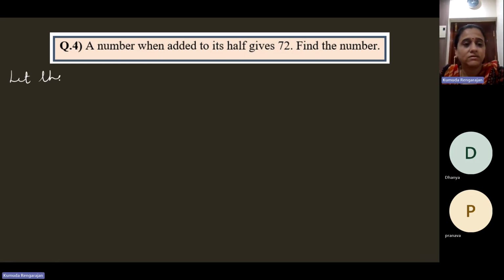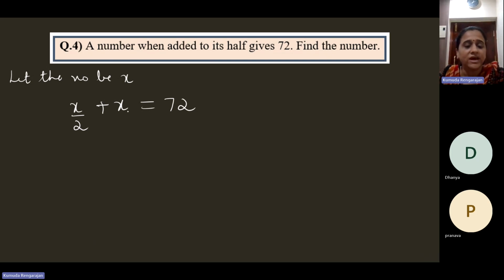So let the number be x. A number is added to something. So the number is x. This one is added to what? It's half. Its half is x by 2. Gives 72. Now, don't transpose because both are x terms. On the left hand side, both are x terms. So you should not transpose now.